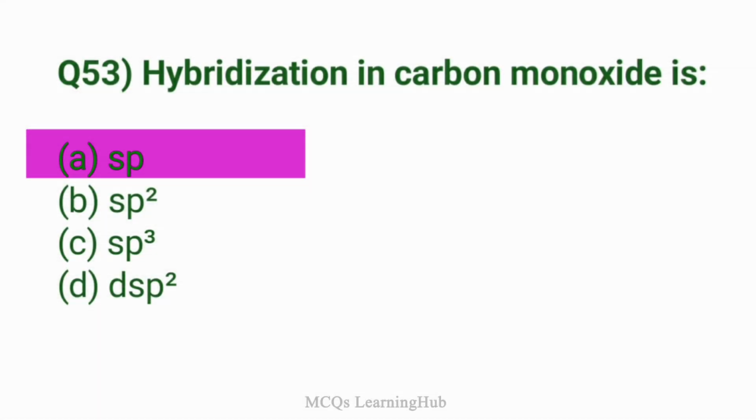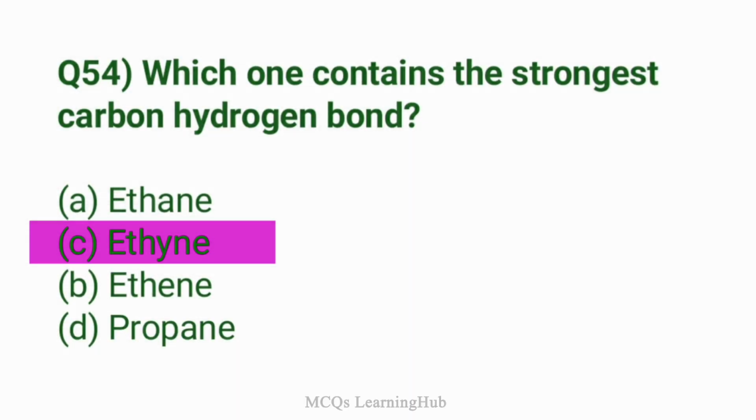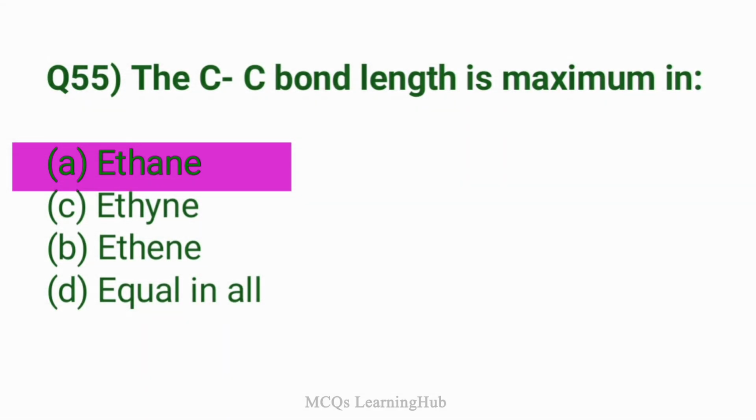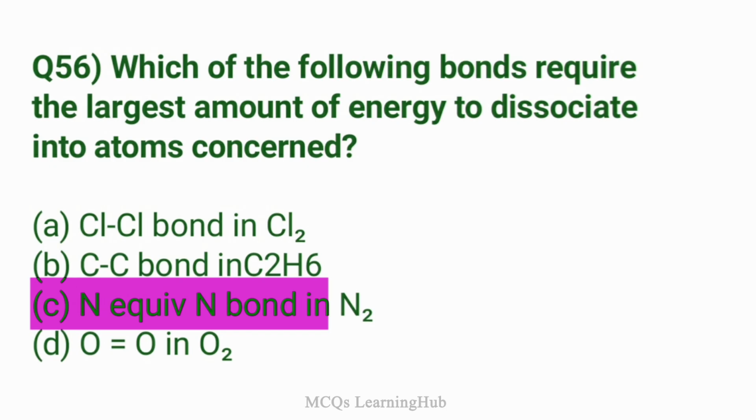Hybridization in carbon monoxide is sp. Option A is the right option. Which one contains the strongest carbon hydrogen bond? Ethine. Option C is correct. Question 55. The carbon-carbon bond length is maximum in option A, ethane. Question 56. Which of the following bond requires the largest amount of energy to dissociate into atoms concerned? Option C, N triple bond N.